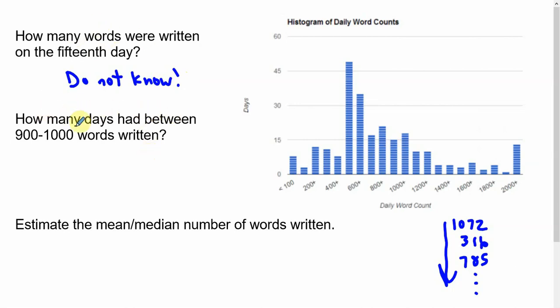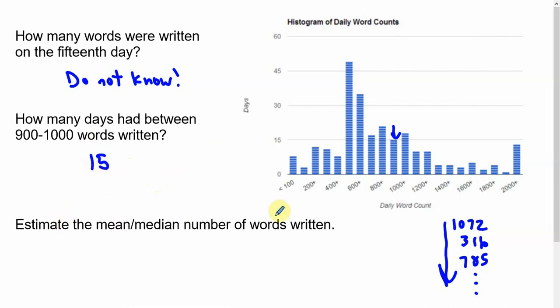How many days had between 900 and 1,000 words written? Okay, that's this one. That's 15. And again, we don't know which days. It could have been the first day and the 80th day and the 81st day and the 90th day. Like we don't know which days, but there were 15 of them.